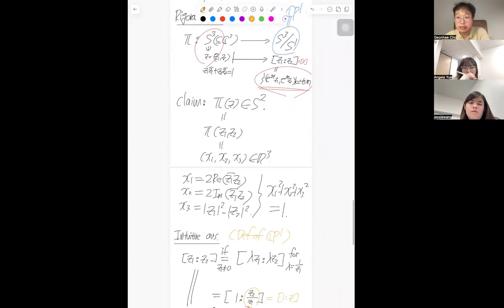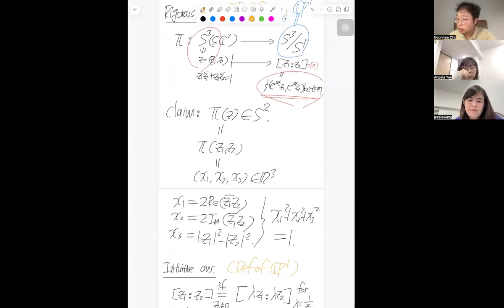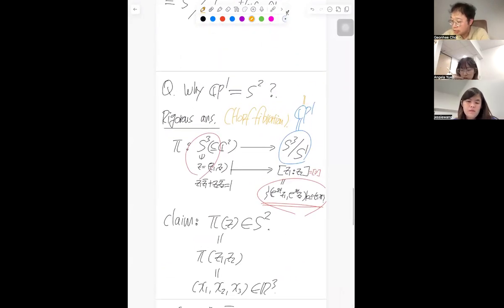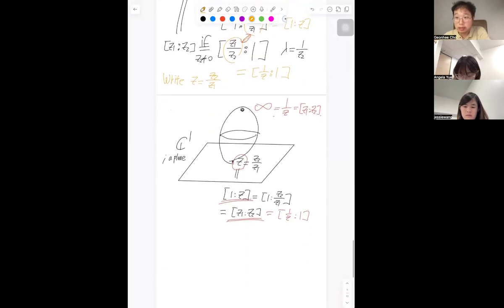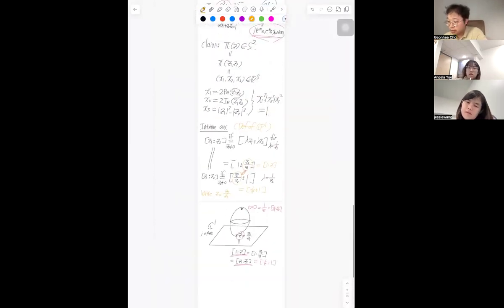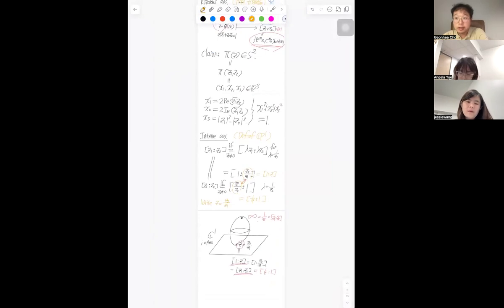But in either case, they are the same. And the Wikipedia page already identifies CP1 as S2. So that's why the Wikipedia page just writes from S3 to S2 directly. But the reality is S2 corresponds to S3 quotient by S1, CP1. Does that make sense to you? Before moving forward, let me know if you don't get it.